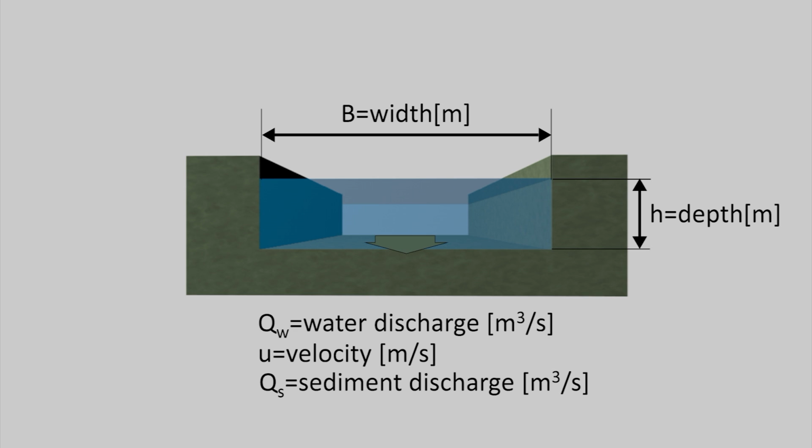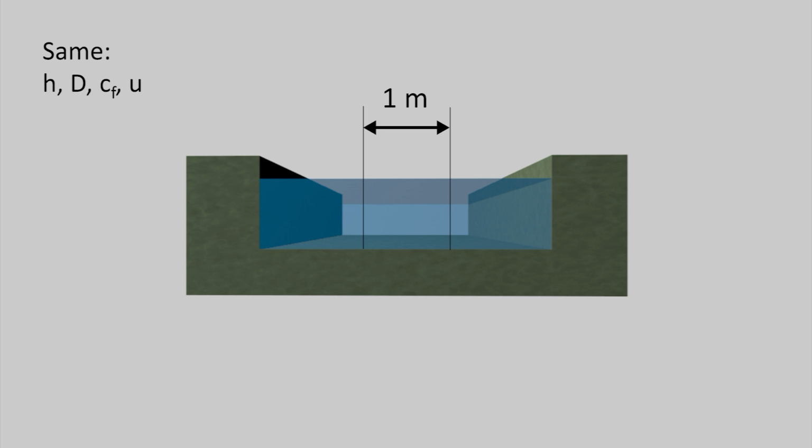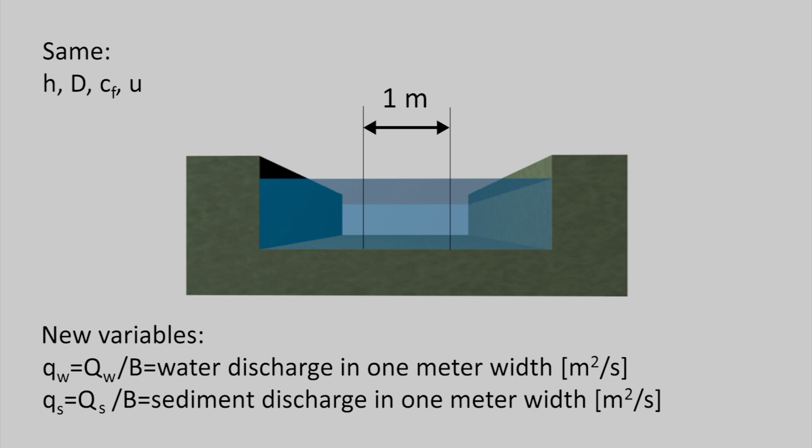The bed and vegetation create a resistance force to the movement of water. This is expressed by the friction coefficient that depends on the mean grain size, the presence of bed forms, vegetation, and so on. Let's focus on a 1 meter wide part of the cross-section. Note that the flow depth, mean grain size, friction coefficient, and flow velocity are considered the same as in the entire section. We now define the discharge of water and sediment over this 1 meter wide section. The water discharge over the 1 meter wide section is equal to the product of flow velocity and flow depth.